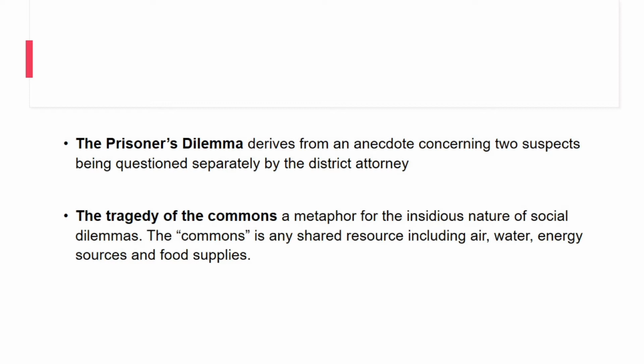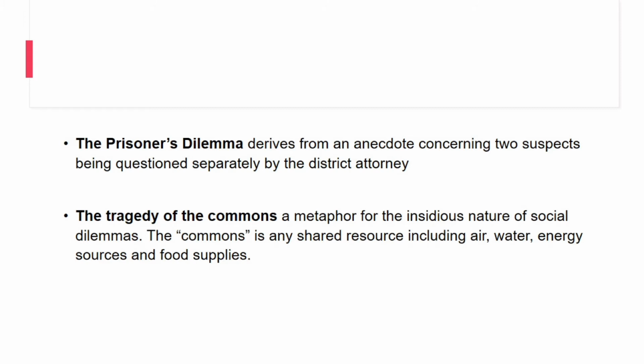The prisoner's dilemma derives from an anecdote concerning two suspects being questioned separately by the district attorney. The DA knows that they are jointly guilty but has only enough evidence to convict them of a lesser offense. So, the DA creates an incentive for each one to confess privately. If prisoner A confesses and prisoner B doesn't, the DA will grant immunity to A and will use A's confession to convict B of a maximum offense, and vice versa if B confesses and A doesn't. If both confess, each will receive a moderate sentence. If neither prisoner confesses, each will be convicted of a lesser crime and receive a light sentence.